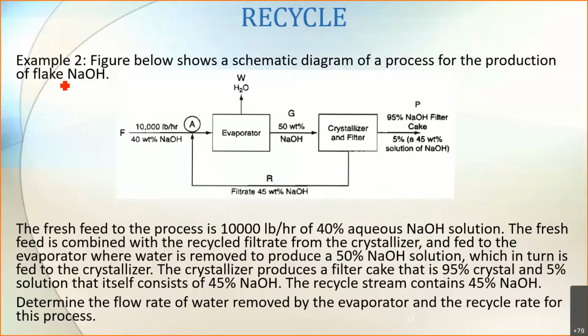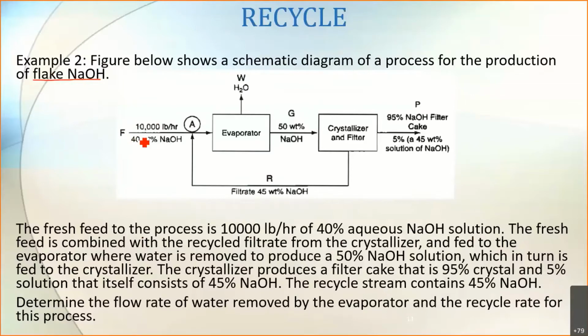Example number 2 says that the figure below shows a schematic diagram of a process for production of flake NaOH. So the question is saying that you want to prepare NaOH crystal or solid. The fresh feed to the process is 10,000 pound per hour of 40% aqueous solution of NaOH. So you have your fresh feed, which is a liquid.